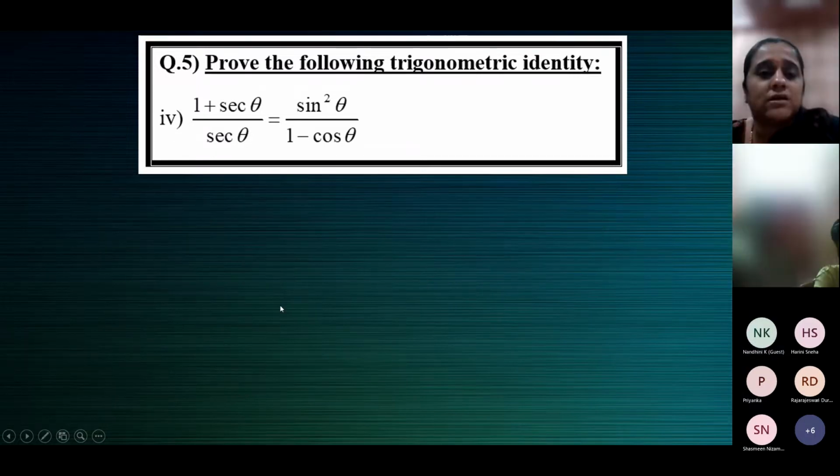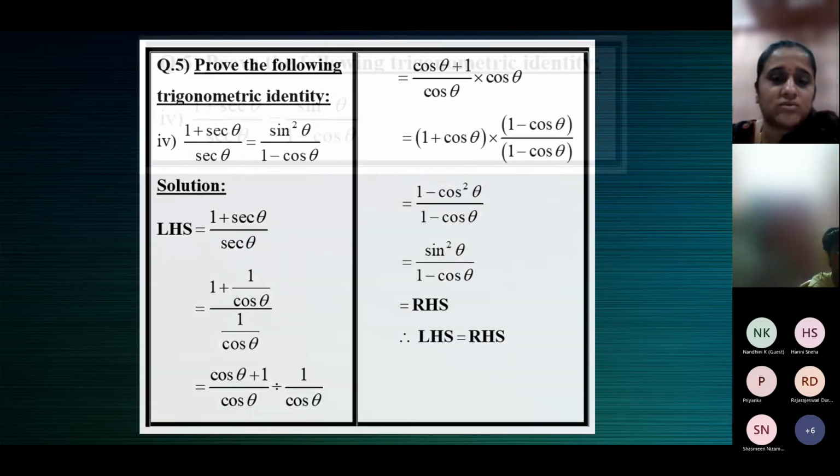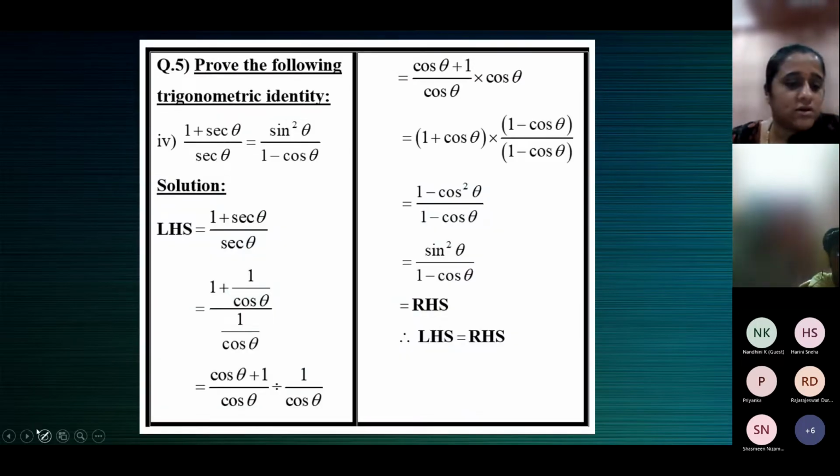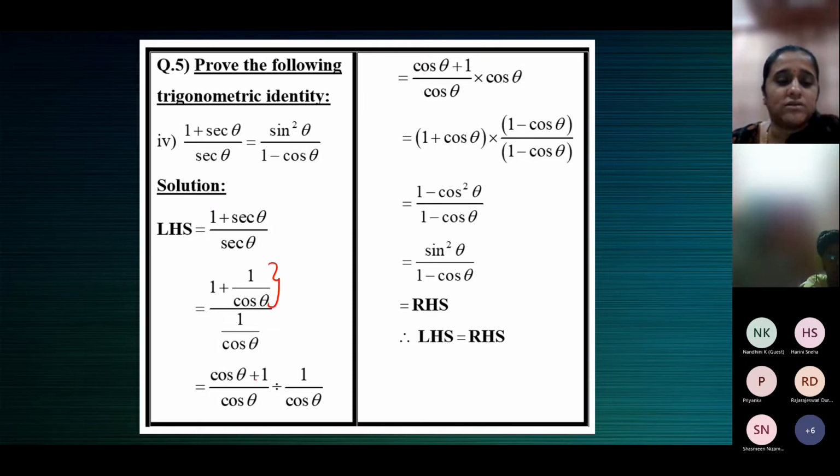This is the next one. Prove that (1 plus secant theta) by secant theta is equal to sine square theta by (1 minus cos theta). So it's a very simple one. The rule which says change other ratios to sine and cos applies here, this is the LHS. So secant is 1 by cos. I've written it so that we understand better. This is the numerator, divided by the denominator here.